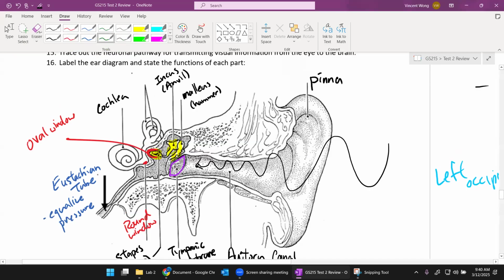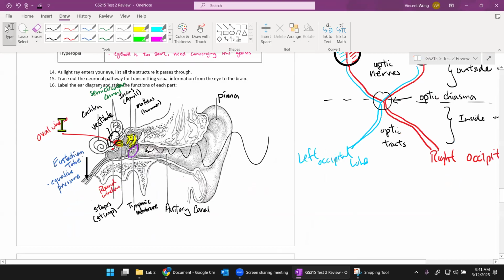Couple more things over here. We have the semicircular canal and the vestibule, which is for detecting acceleration, speeding up, slowing down. Okay, that's the ear.